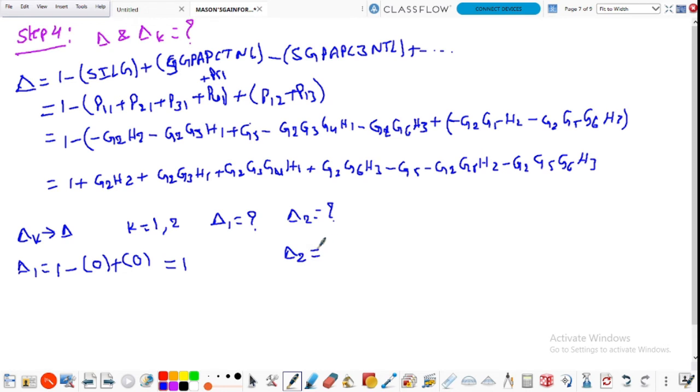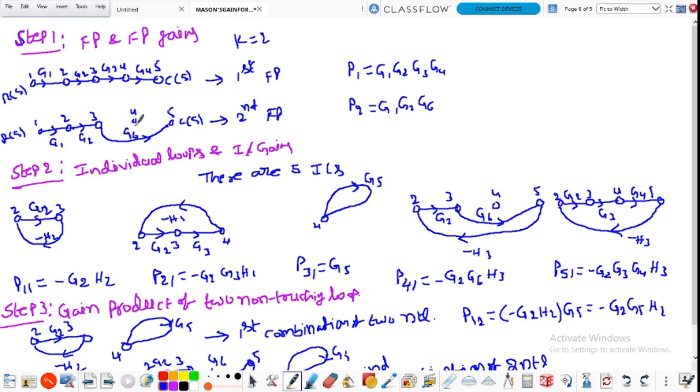Next calculate delta 2. Delta 2 is equal to delta. So what is the expression of the delta? This is the expression of the delta. First calculate the sum of the individual loop gains. This is the second forward path, and these are the individual loops. Out of these individual loops, this loop is not touching this second forward path. So the part of the graph which is not touching the second forward path is this loop, and the individual loop gain here is G5.